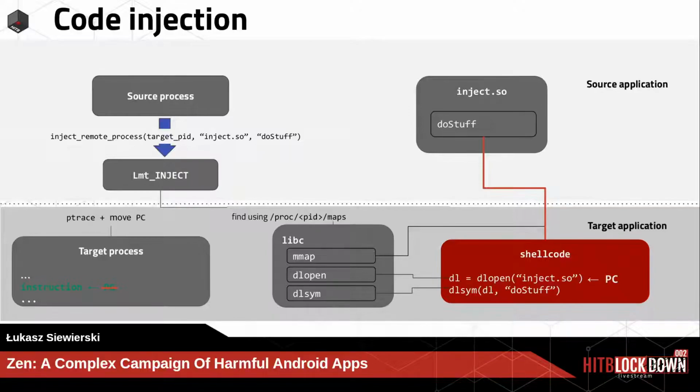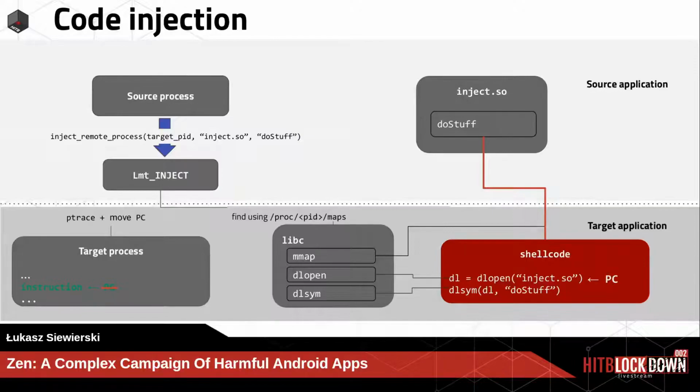So you have the source process. It calls the inject remote process method from the LMT inject framework. And the parameters to that method are the target process ID, the one that we want to inject the code to, the name of the file where we can find the code that will be injected, and the method that we will inject to the target process. So what you can see here is that it ptraces into the target process. It can do that because the phone is rooted and it has the root privilege. And then it will move the program counter to some other place.